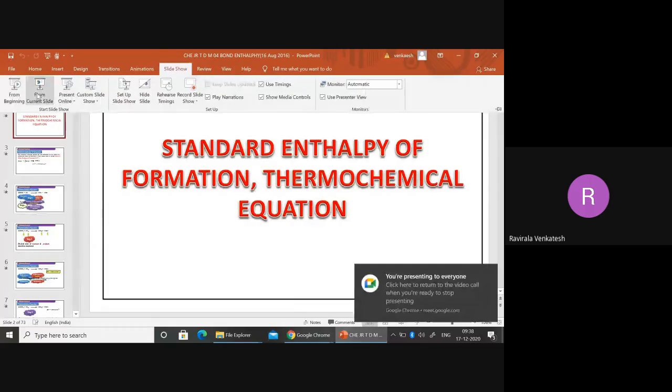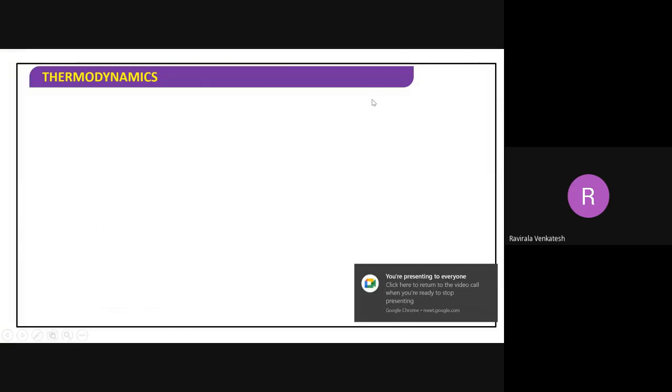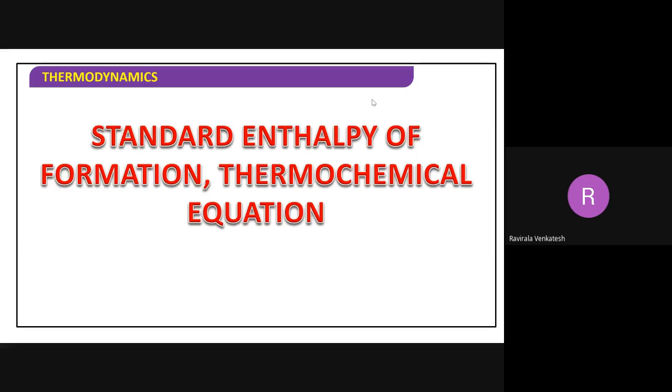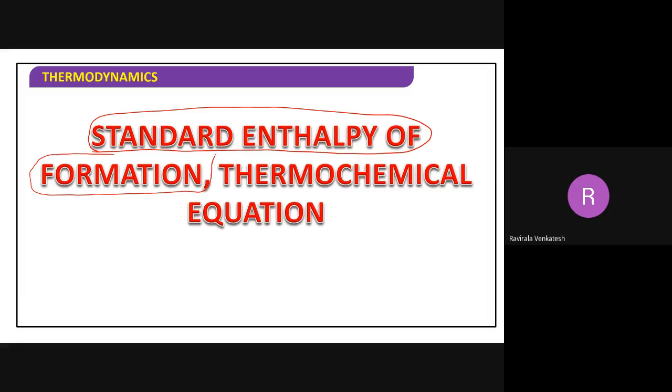Important, beta. I have started with standard enthalpy only, but we have completed phase transformations. Now again, we're coming back to the standard enthalpy of formation. In the previous classes, what we discussed, beta? Enthalpy of reaction, right? Enthalpy of phase transformations we have completed. Now we'll see the enthalpy of formation, beta. Then we'll see the equation also.